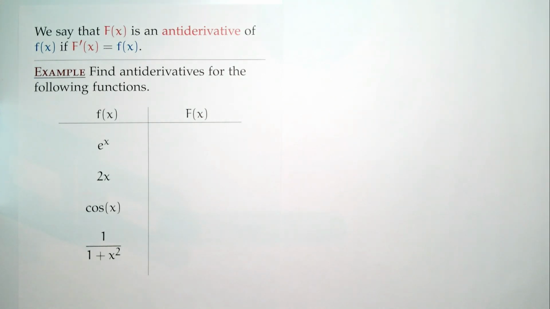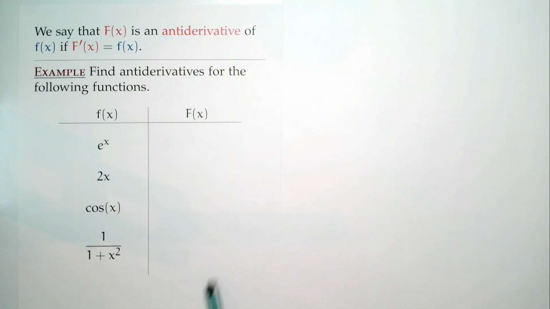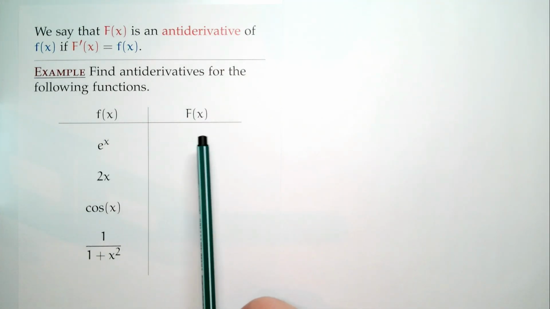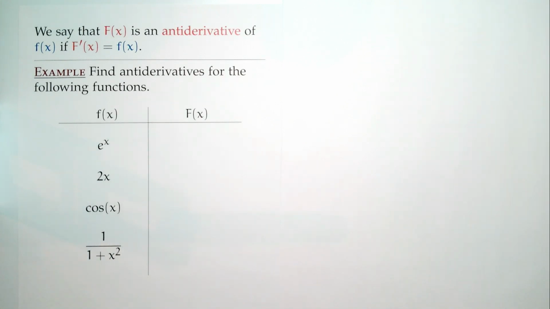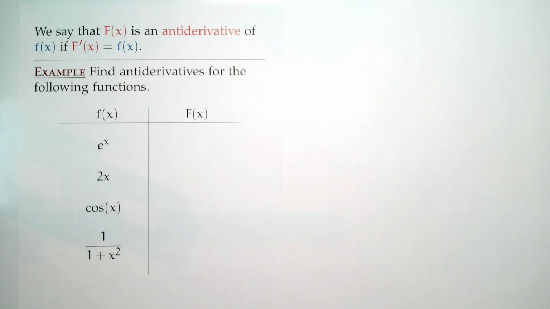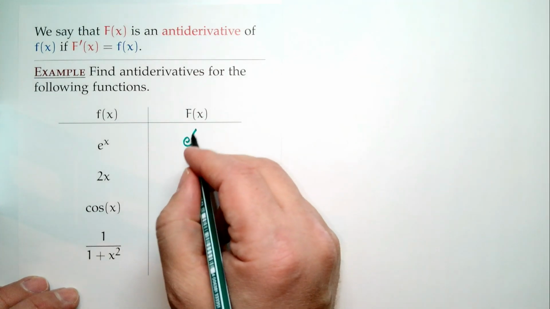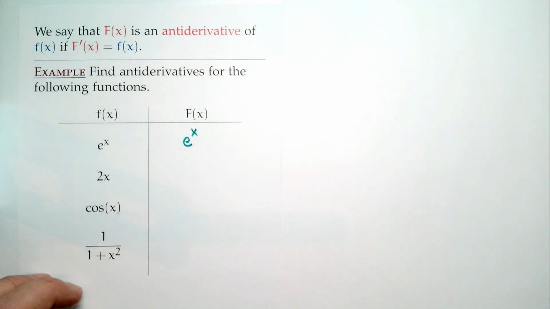So here's a list of functions. So these are the functions we're given. We want to find some new functions such that when I take the derivative of what's on the right-hand side, I get the left-hand side. So is there any function that we know whose derivative gives us e to the x? All right, you know that one. That's pretty good. Right now it's just e to the x, because look, it says find antiderivatives. There we go. We'll get to the plus c in a second.